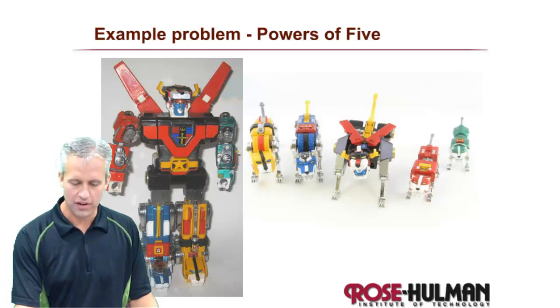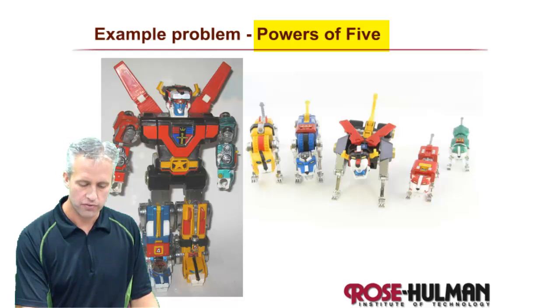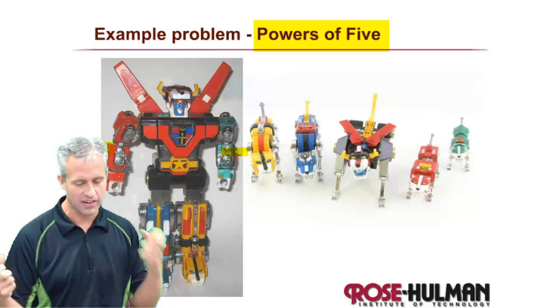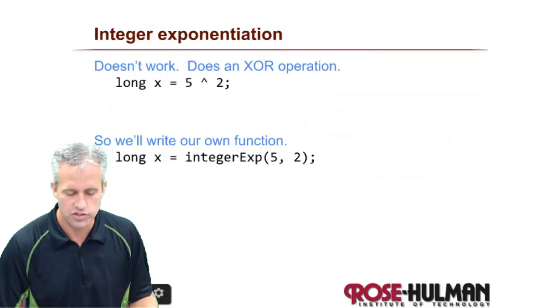So the example that we're going to do, I called it powers of 5, mainly because I wanted to include a picture of Voltron. I had this when I was a kid. Man, this toy was the greatest. You could shoot the arms off. It was amazing. All right, not really the point of this video lecture.